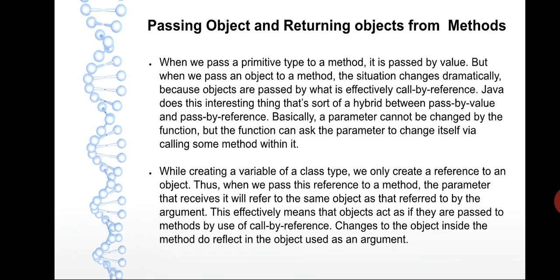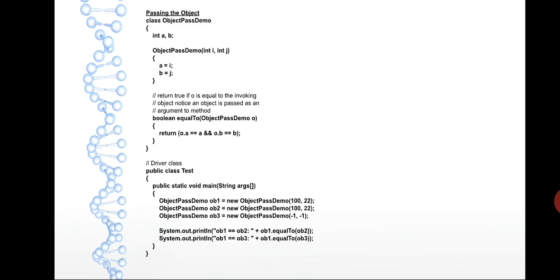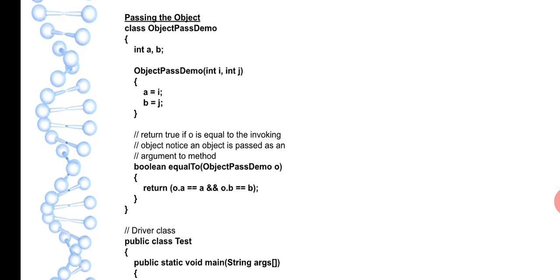So reference means, if you are considering the object as a physical entity, you are just saying that you have to refer to that particular object for the transfer of data. So it is a kind of thing. Next, changes to the object inside the method do reflect in the object used as an argument. So these are some theoretical concepts. We directly jump to the example, so this example gives a better picture to you.